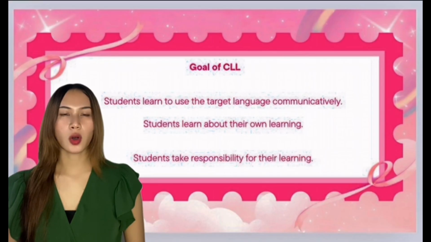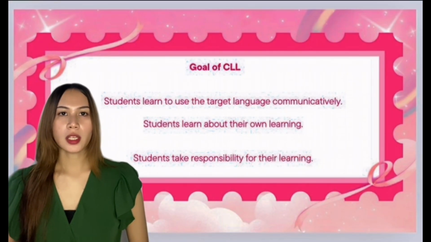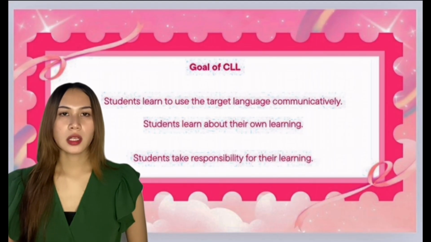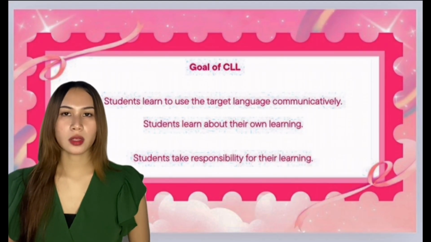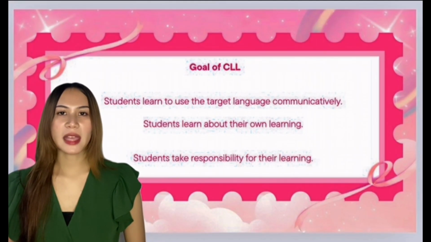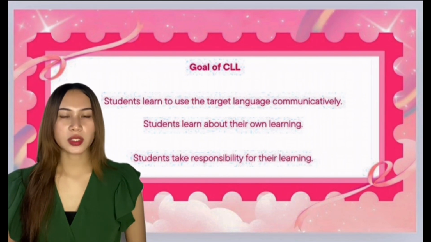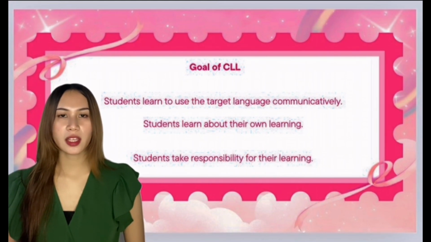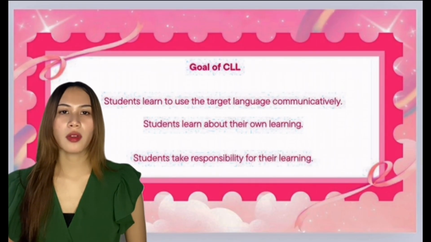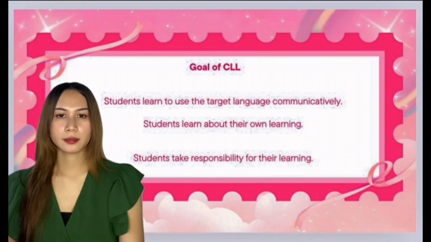Next, we'll talk about the goals of CLL. Number one, students learn to use the target language communicatively. Students learn how to use the language in real-life communication, not just memorize words or grammar. Number two, students learn about their own learning. Students become aware of how they learn best and understand their learning process. Number three, students take responsibility for their learning. Students actively participate and take control of improving their language skills.